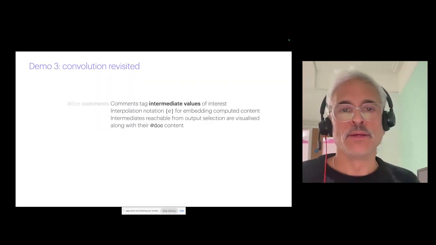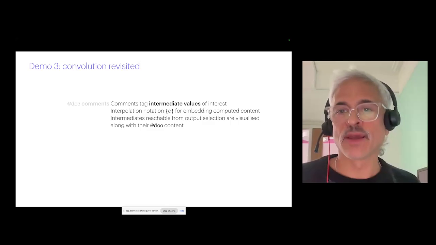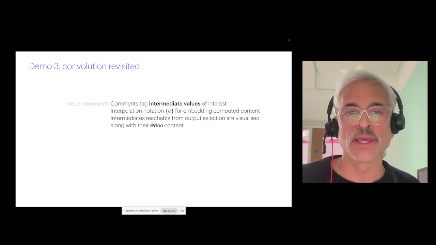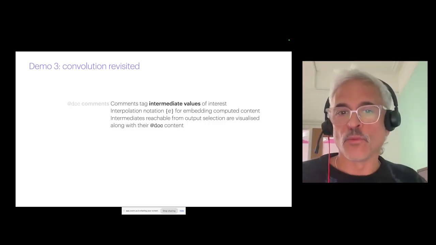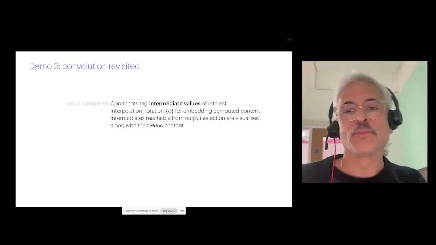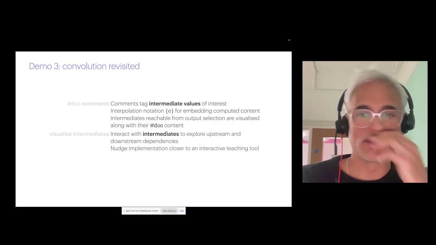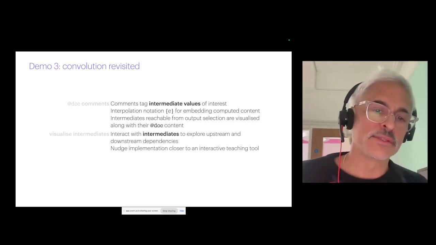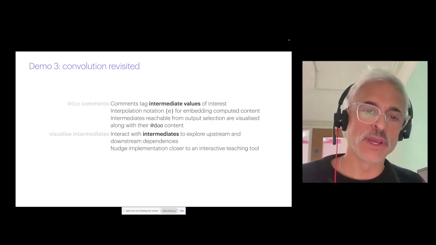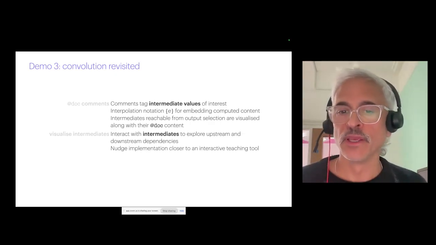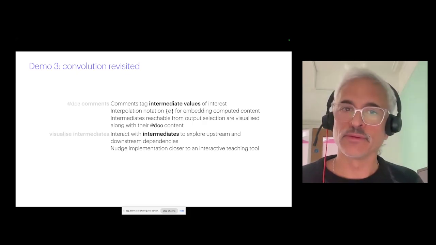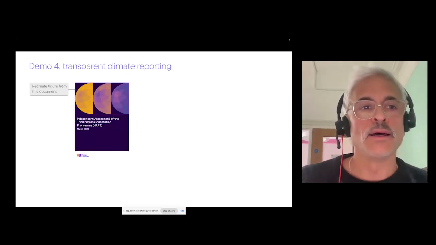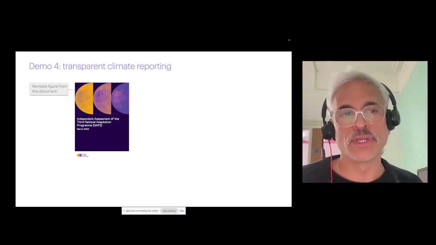Okay, so we saw there that these dot comments tag values of interest. We have this interpolation notation for embedding content. And if you can reach an intermediate from an output selection, then we visualize it along with its dot comment. And then we also interacted with the intermediates. So the idea here is to try and nudge the implementation of convolution slightly closer to being an interactive teaching tool.